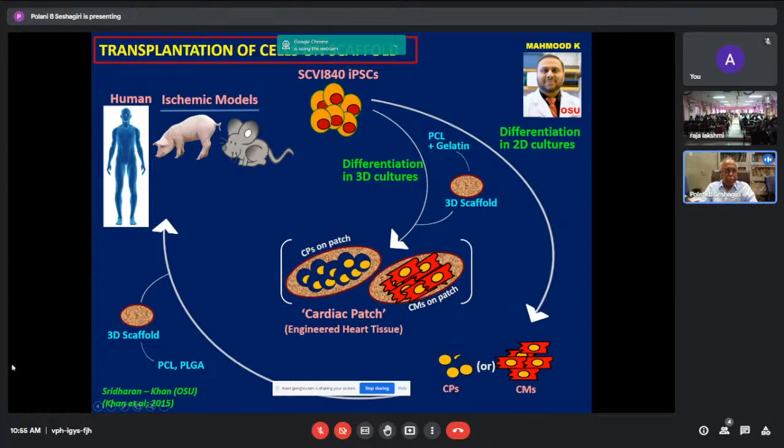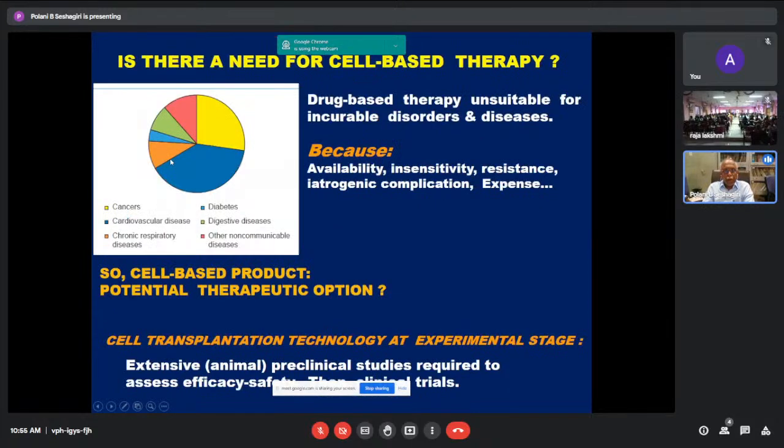And that's the potential of using either the 2D or the 3D culture system to get iPSC-derived cardiomyocytes for potential transplantation into humans. Now, if you look at that kind of thing, the number of diseases, like I mentioned, there are so many diseases which I listed earlier.